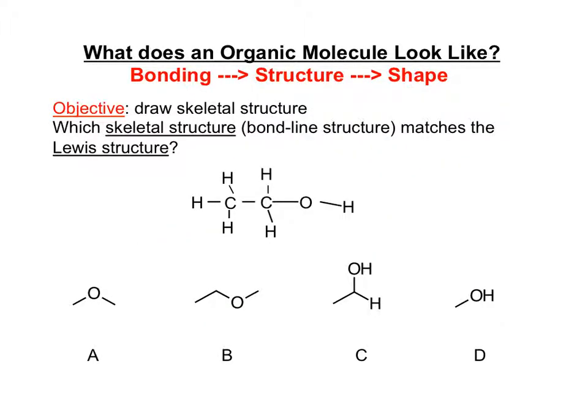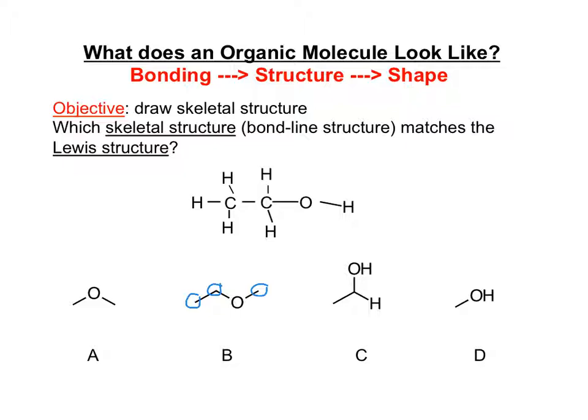Chemists like to take shortcuts just like everyone else. A skeletal structure is a shortcut for a Lewis structure. In a skeletal structure, all the H's bonded to carbon are assumed to be there. You don't have to draw those in. And the carbons are found at the end of each line. For example, these 3 circles are carbons in structure B.